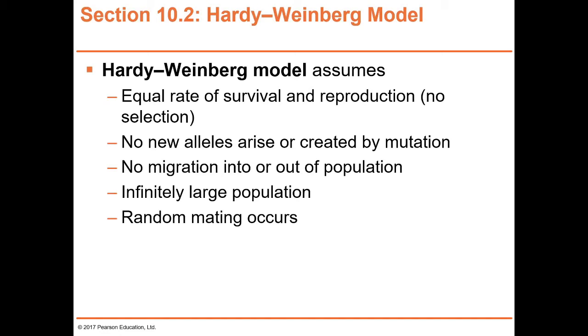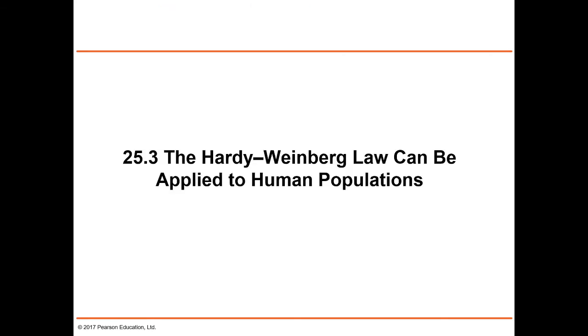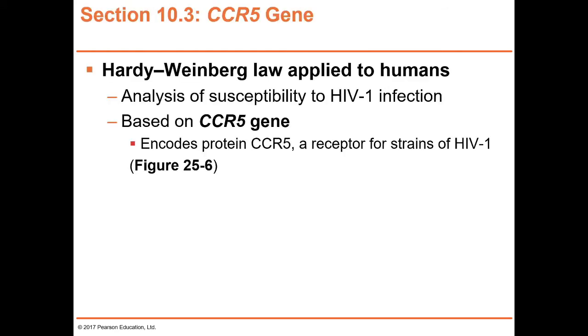The Hardy-Weinberg model assumes equal rates of survival and reproduction, no selection, no new alleles created by mutation, no migration into or out of the population, an infinitely large population, and random mating. The Hardy-Weinberg law has three additional consequences. The dominant traits do not necessarily increase from one generation to the next. Genetic variability can be maintained. By knowing the frequency of one genotype, frequencies of other genotypes can be calculated. Next, the Hardy-Weinberg law can be applied to human populations.